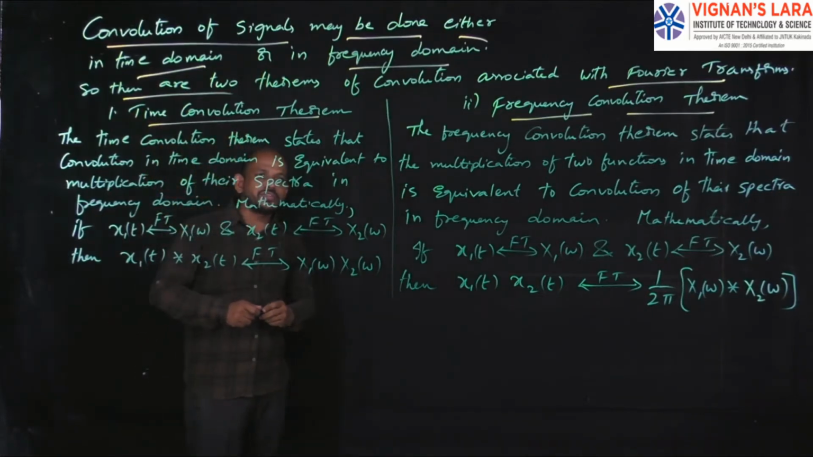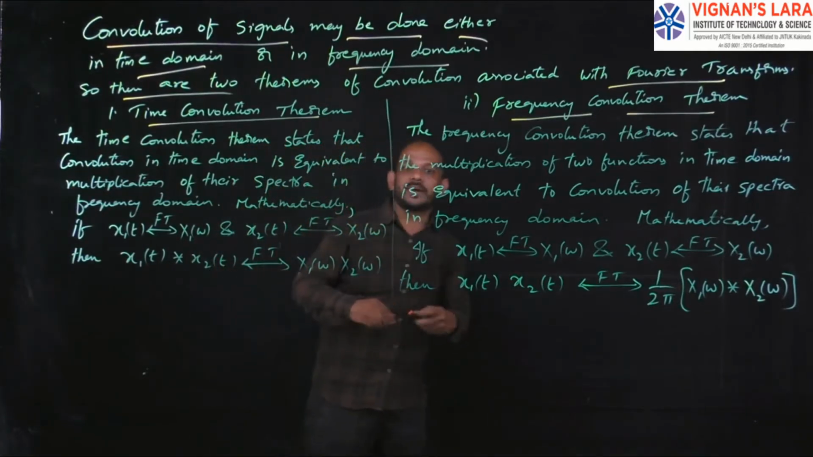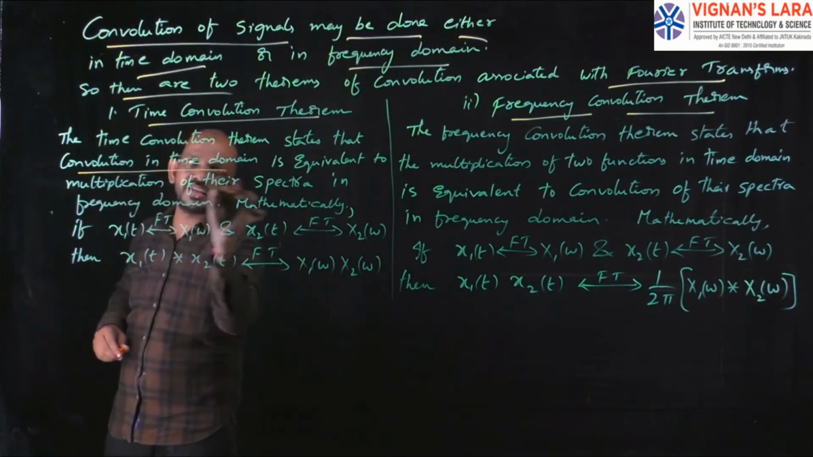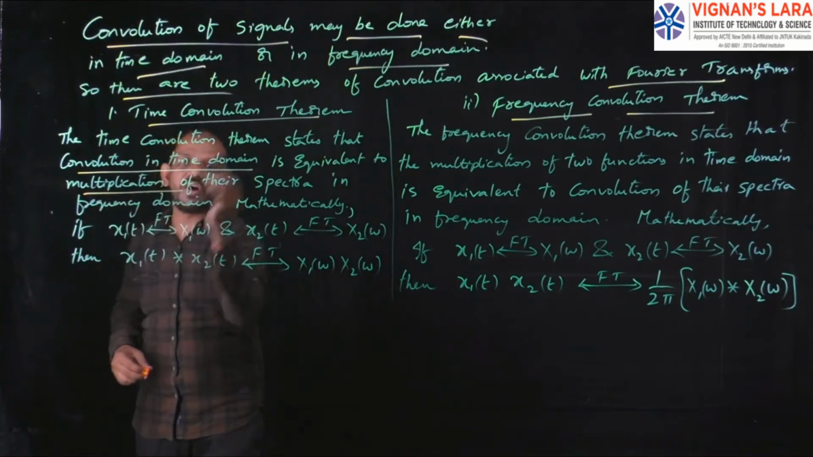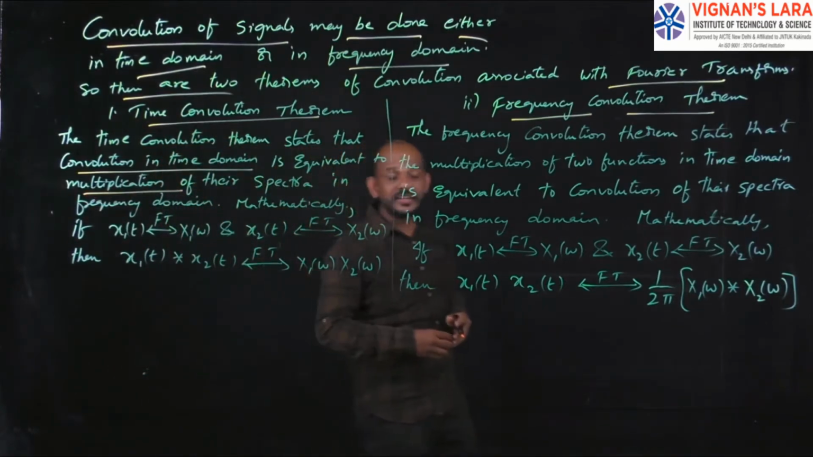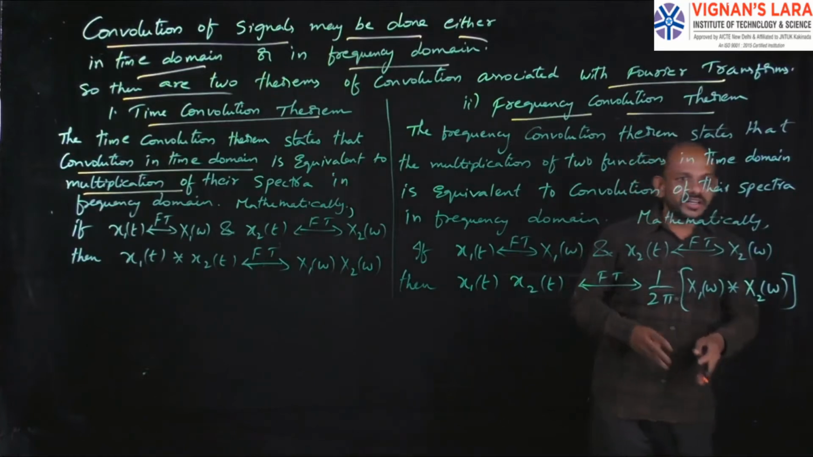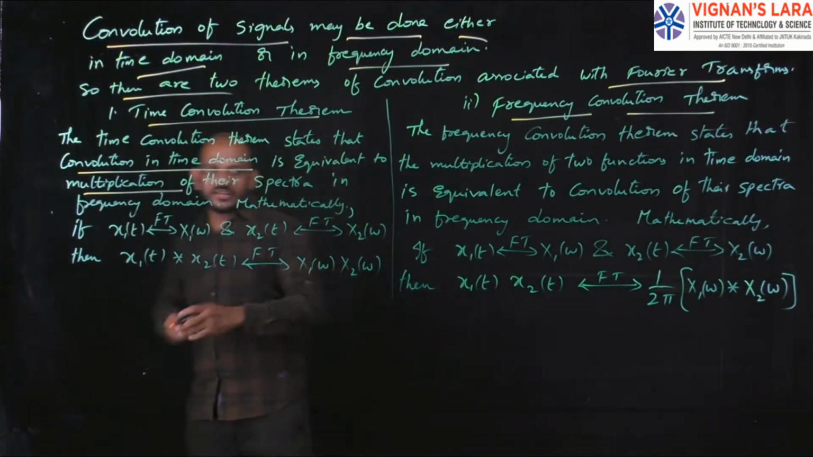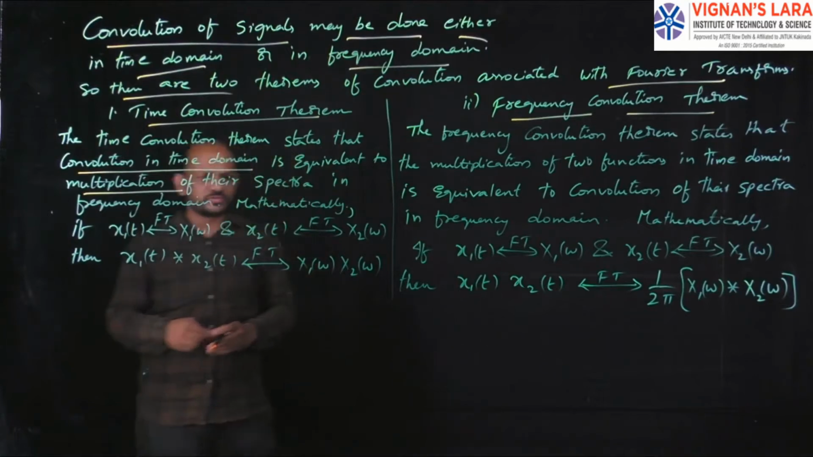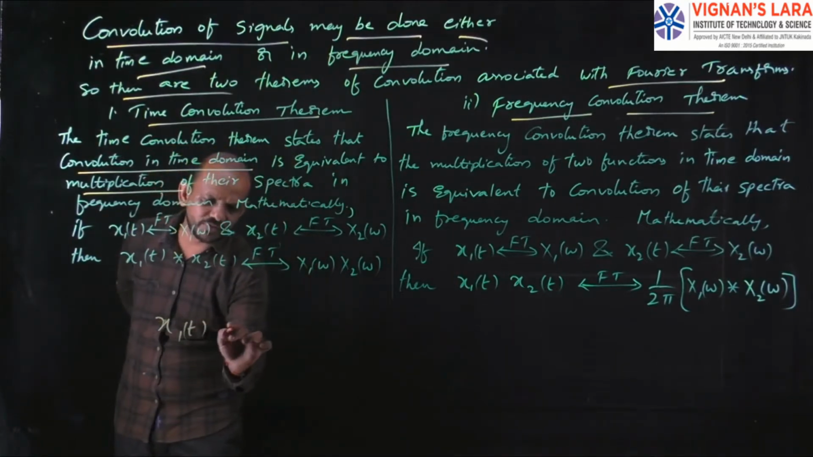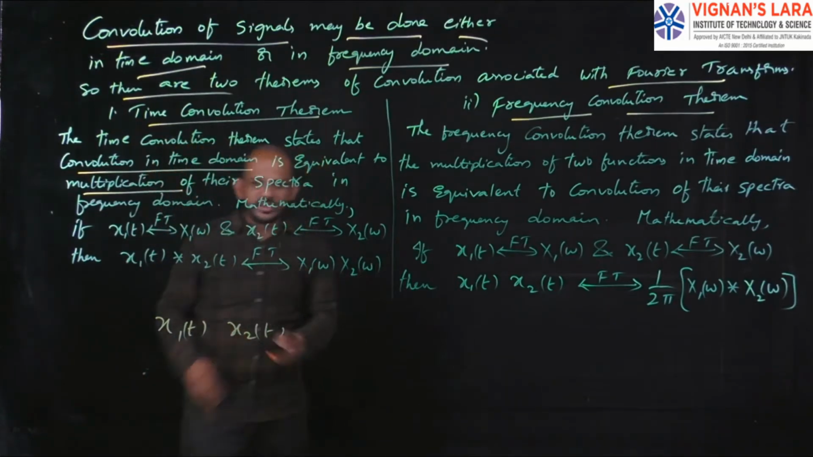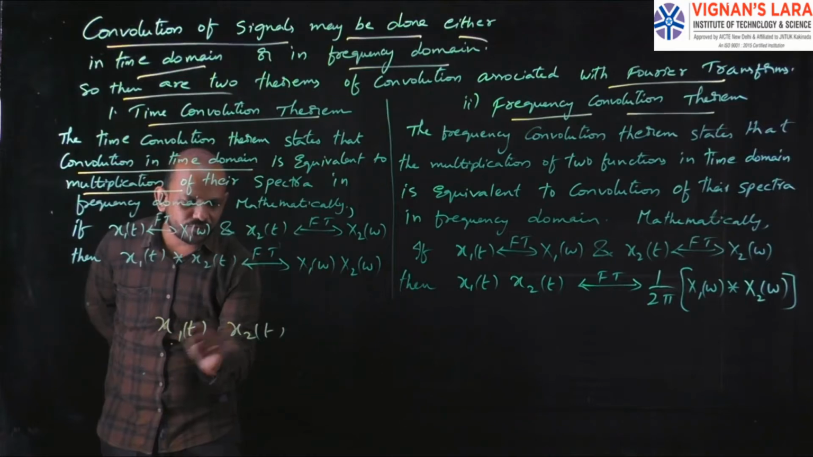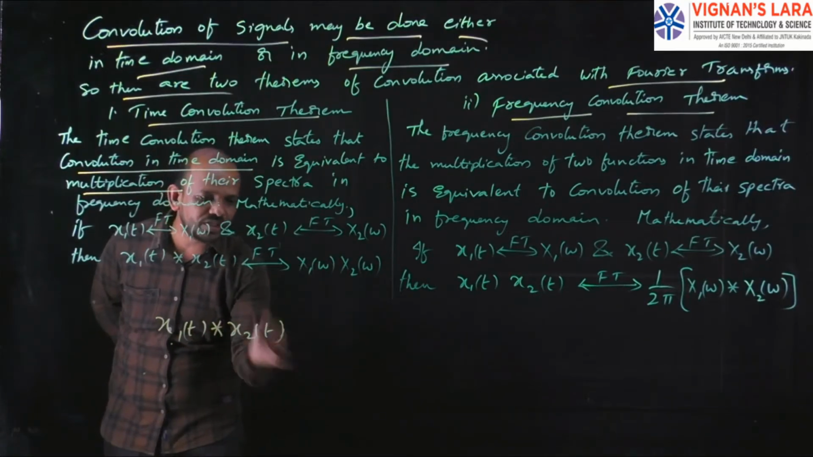The time convolution theorem states that convolution in time domain is equal to the multiplication of their respective spectra in frequency domain. That is convolution in time domain. Let us take two signals, x1 of t and x2 of t. Now I am performing the convolution in time domain. So in time domain I am performing the convolution of x1 of t and x2 of t, that is x1 of t convolution x2 of t.